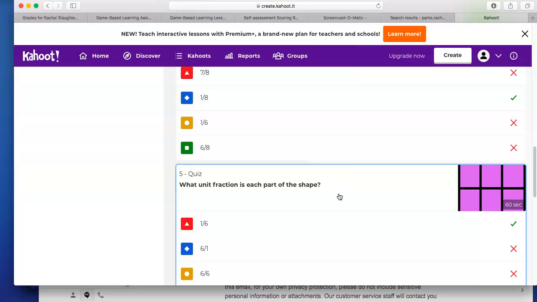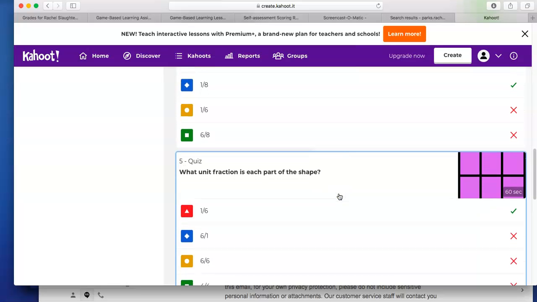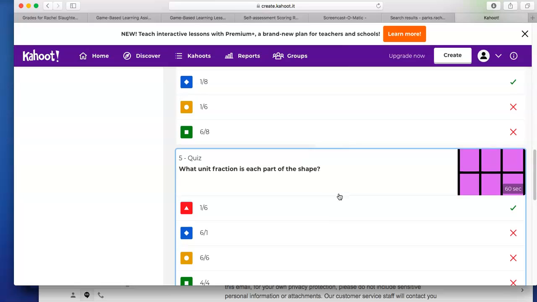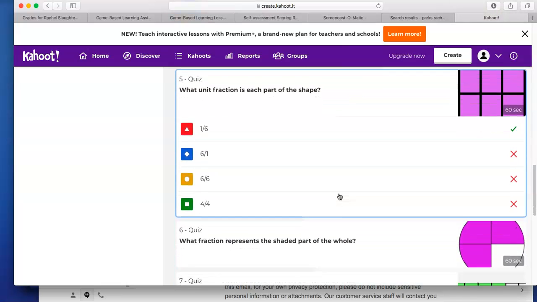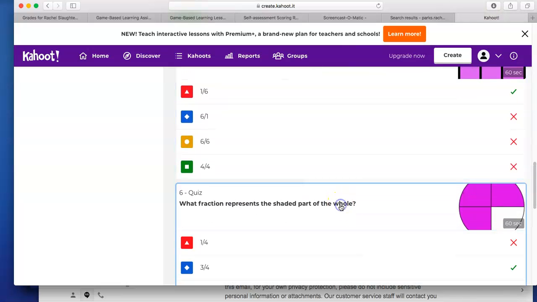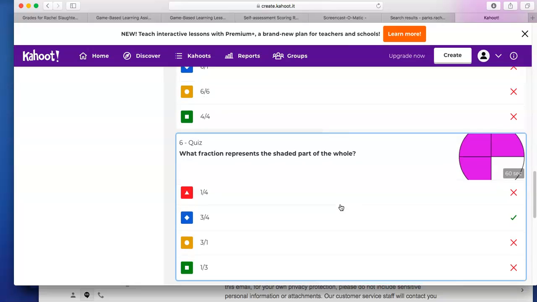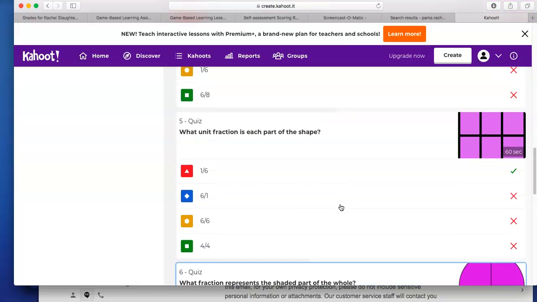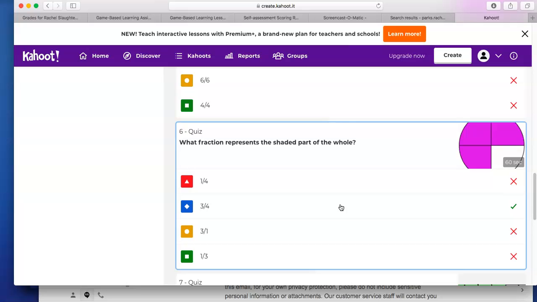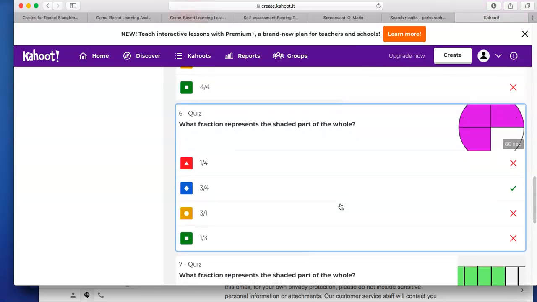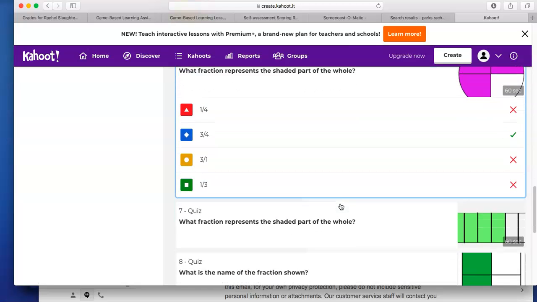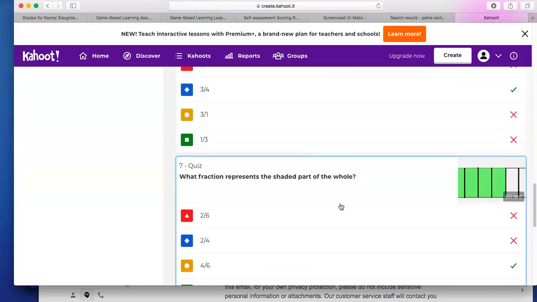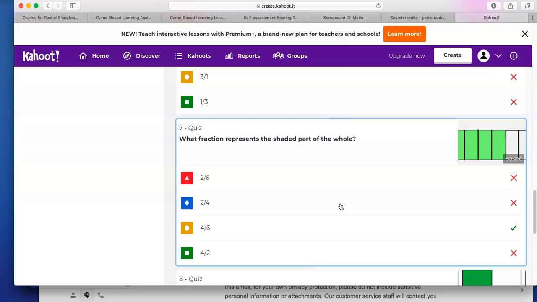Number 5 is what unit fraction is in each part of the shape. So if they just looked at one part of the shape, they would choose what the fraction was. And then the next one is what fraction represents the shaded part. So the one before was a unit fraction. Now we're on to using fractions that aren't unit fractions. And then we have what fraction represents the shaded part of the whole.